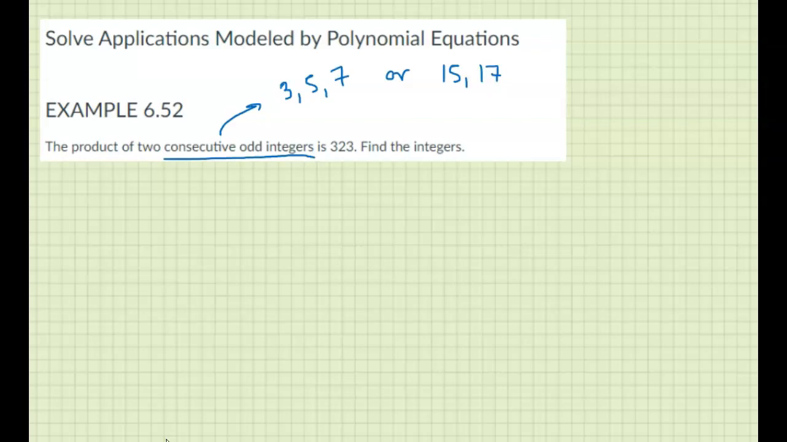Right? So the way we set this up, we say x is the first integer. And if this is your x, then the next one, because it's odd, the next one along is going to be x plus 2. All right, so you have to add 2 to it to go to the next odd integer in line. So x plus 2 is going to be your second integer.